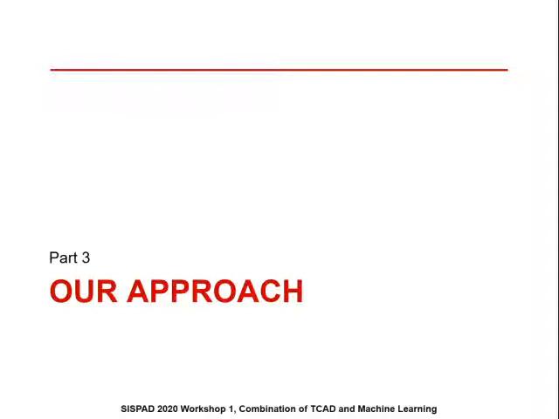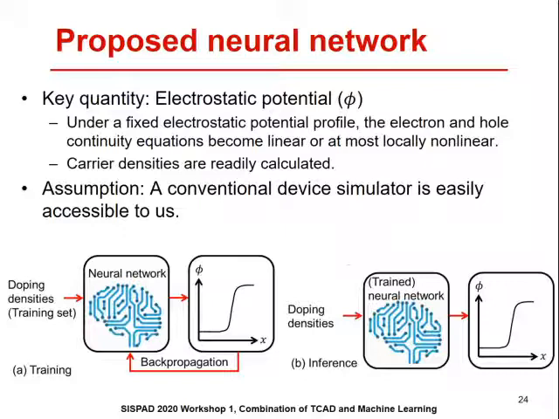In part 3, our approach to train a neural network directly with numerical solutions is described. It is based on our SISPAD 2019 paper. The electrostatic potential is taken as the key quantity. Under a fixed electrostatic potential profile, the electron and hole continuity equations become linear or at most locally nonlinear. Therefore, we can easily get the carrier densities on the fixed potential profile.